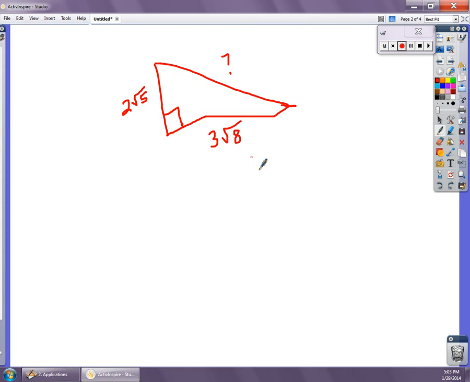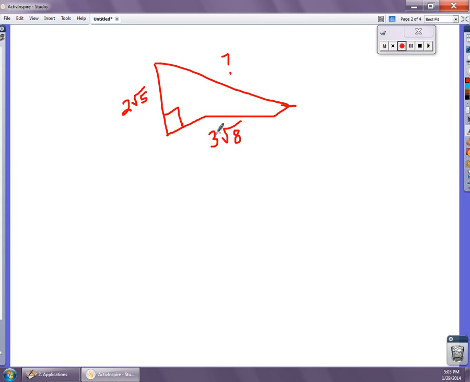Here's another example, same kind of concept, but you could also remember that before you square something, if you want, you could simplify things. Root 8 is the same thing as root 2 times root 4. So 3 times 2 is 6 root 2. So I could change 3 root 8 to 6 root 2. And 2 root 5 squared.